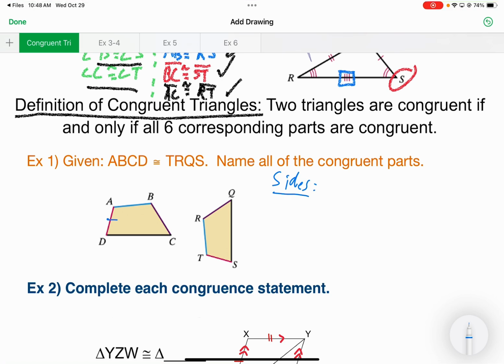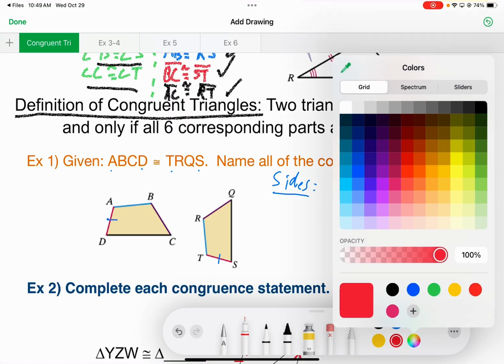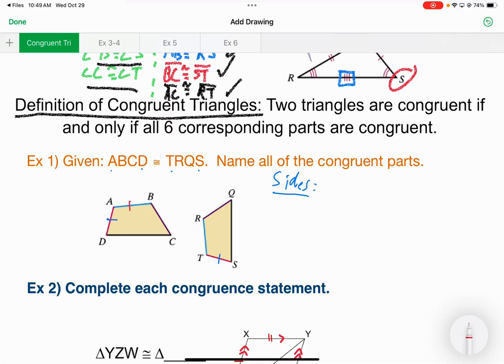Okay, so AD, and you said what? TS. Now, if you look, A and D are the first and last letter. T and S, also the first and last letter. So I'm going to put 1 tick mark on each one of those, okay? And actually, let's make our life a little easier. Let's just put all the tick marks in my picture now. What should I put 2 tick marks on? If I use my congruent statement, AB and TR, right? So AB, we're going to put 2 tick marks there. TR, I'm also going to put 2 tick marks there as well, okay?